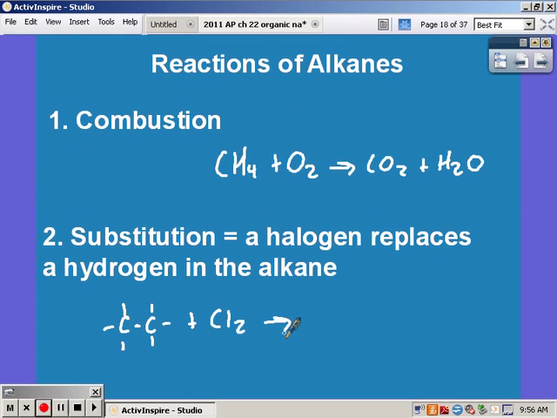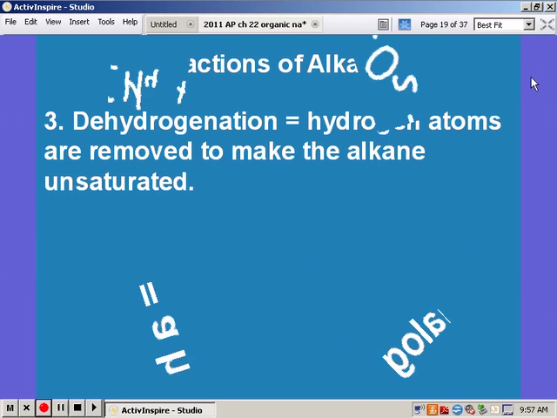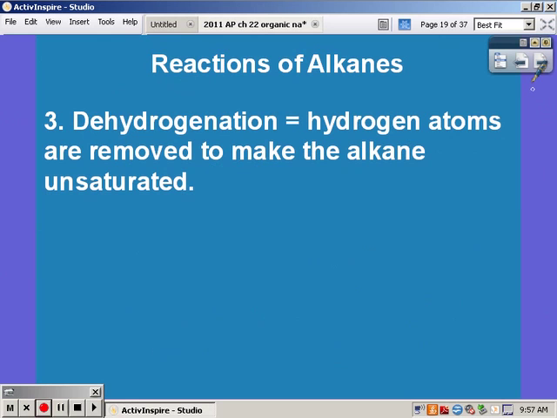And I'm going to draw out the structural formula of ethane to make it a little bit clearer. So one of the hydrogens is replaced with chlorine, and so that chlorine and hydrogen go together to make HCl. It could have been bromine, and then it would have been HBr, or any other halogen.